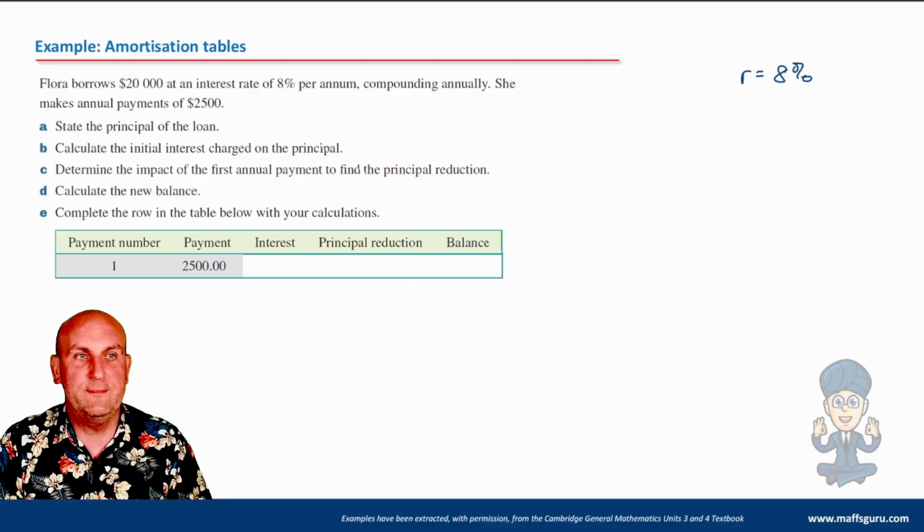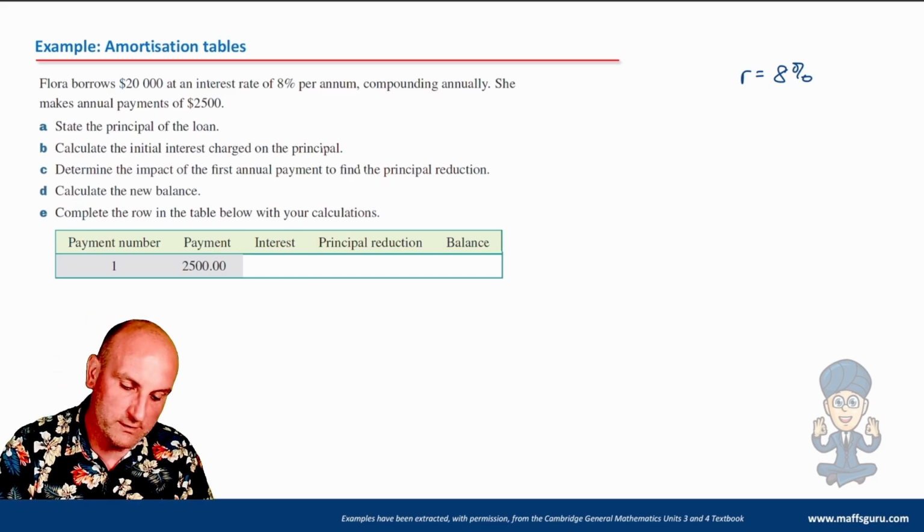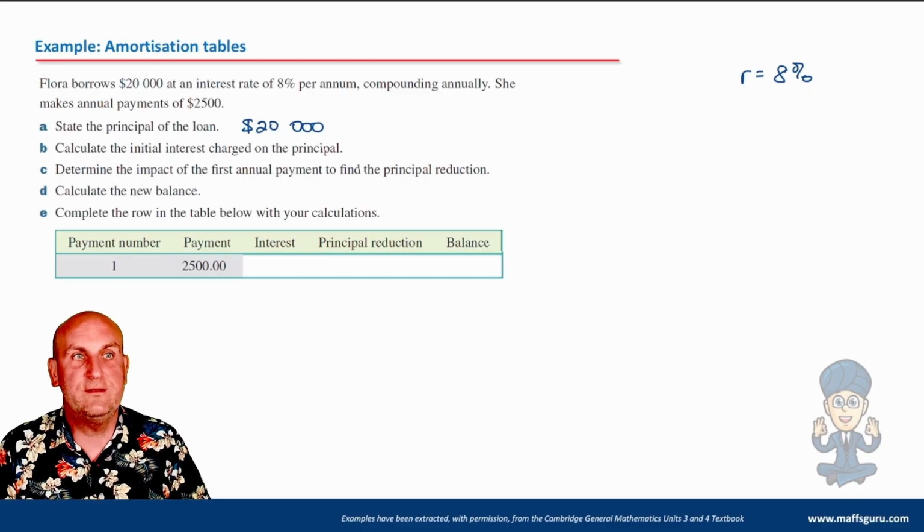She makes annual payments of $2,500. State the principal of the loan. All right, well, the principal of the loan, I can read, thank you very much, is $20,000. Calculate the initial interest charged on the principal.